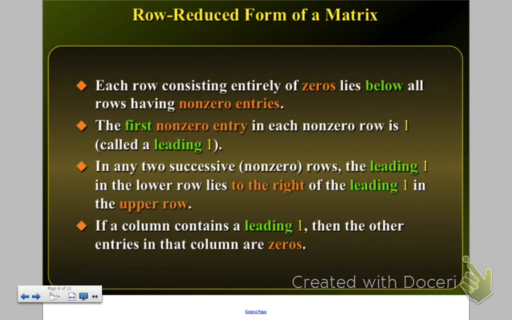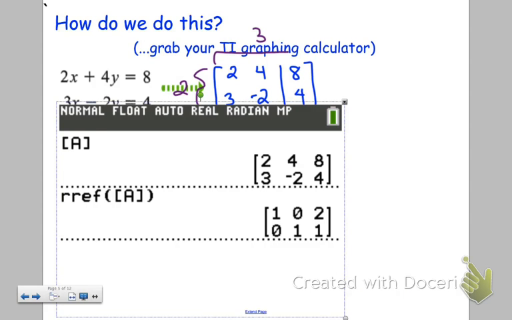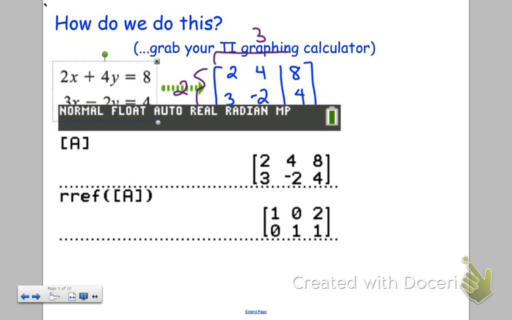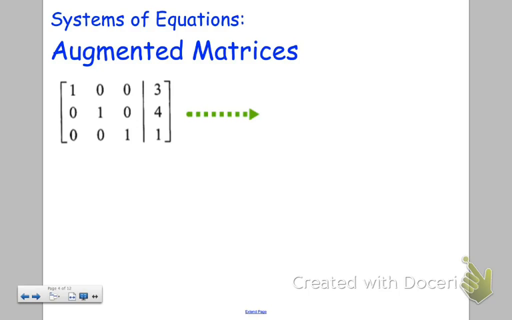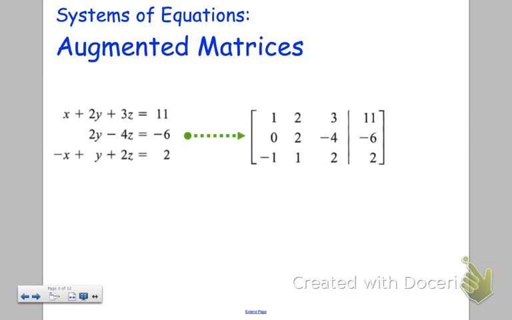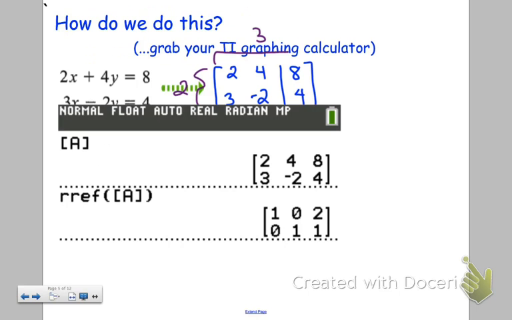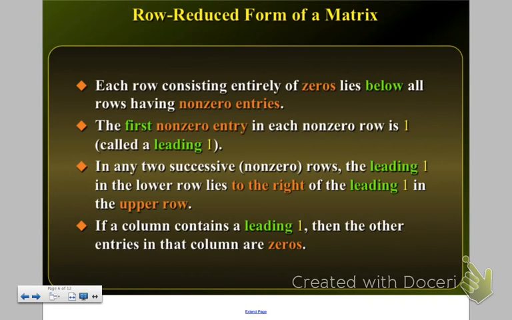Alright, so here's a quick video on how you know when you're actually done if you were row reducing a matrix. So if you are starting out with a system like this, how do you know when you're done, when you're at your answer?